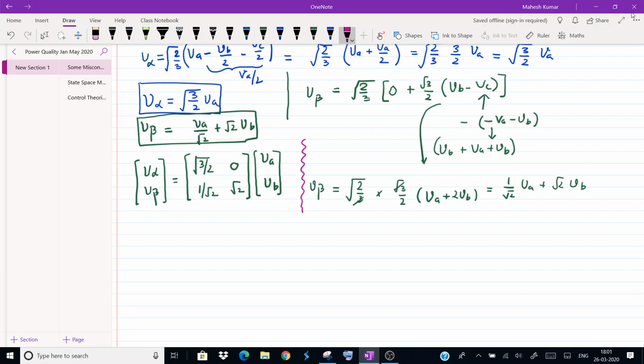As I said in the beginning, since it is a 3-phase 3-wire system and the voltages are fundamental and balanced, the zero sequence is eliminated, and that also signifies that the third phase is redundant and VC has been eliminated. And finally, we get the expression of V alpha and V beta in terms of VA and VB.